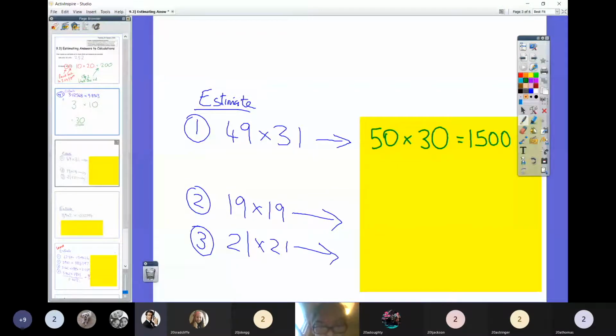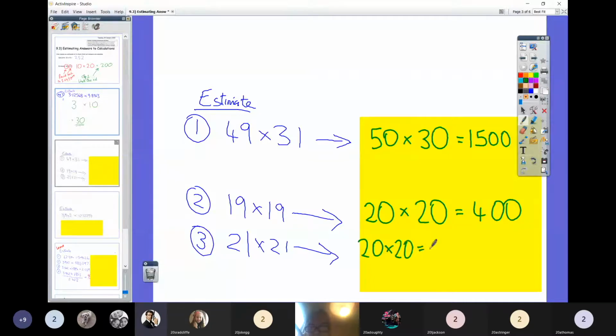Moving on to number 2, 19 to one significant figure is 20, and 19 again to one significant figure is 20. 2 2s are 4, and add the 2 zeros. And exactly the same for number 3. 21 is roughly 20, so that again will be 400. We're not trying to get it super accurate. We're just trying to get a ballpark figure, roughly how much money you would be getting if you were given 19 lots of £19. Just so you know if you're broadly speaking getting the right amount.